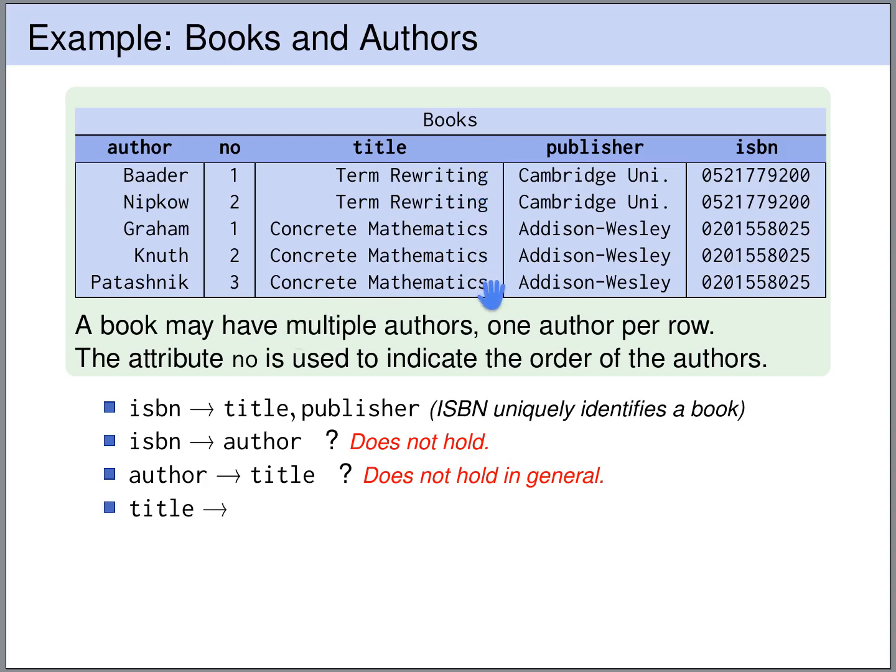What does the title determine? If I tell you the title of a book, what else can you tell me about the properties? It does not uniquely determine the author, also not number. We could have different books with the same name at different publishers. So in this database state, the title uniquely determines the publisher, but in general this will not be true. We could have two publishers that publish a book with the same title. So the title also does not uniquely determine the ISBN. So actually here the title does not determine any other attribute.